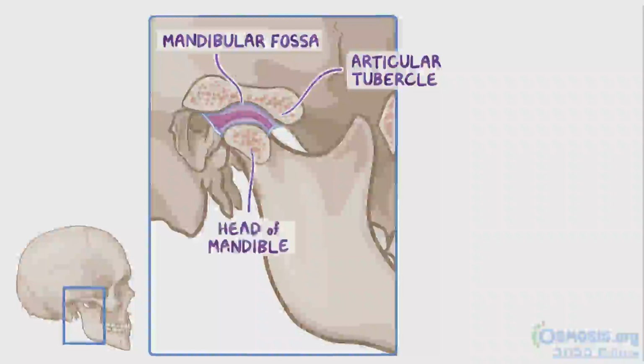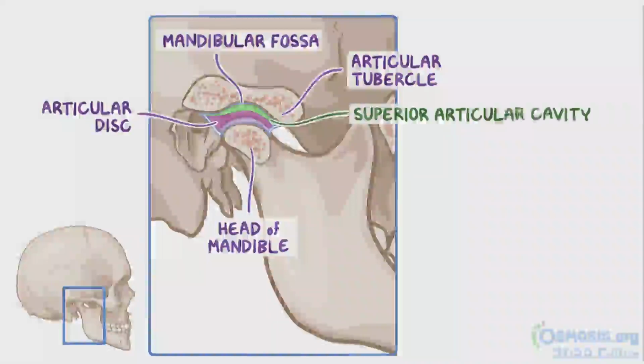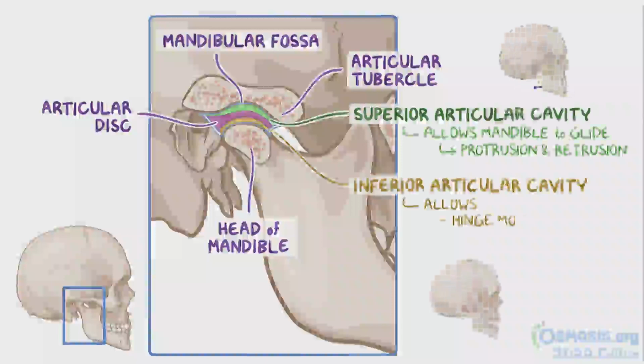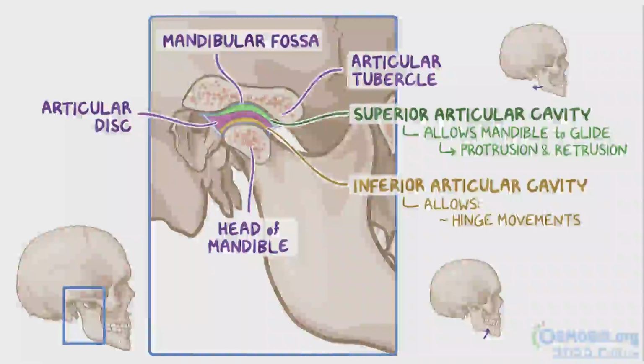Unlike your average hinge joint, the articular surfaces don't make direct contact here. They're separated by an articular disc, which is attached to the inner surface of the joint's fibrous capsule. The articular disc divides the joint into two parts: the superior articular cavity, which allows the mandible to glide, causing protrusion and retrusion, and the inferior articular cavity, which allows the hinge movements, elevation or closing of the jaw, and depression or opening of the jaw, as well as rotational movements.